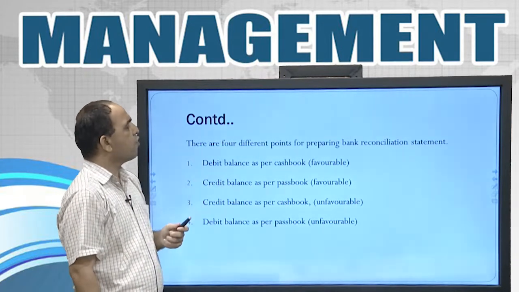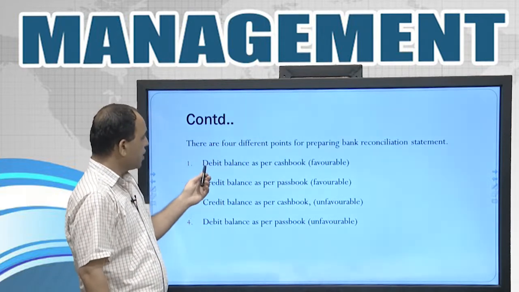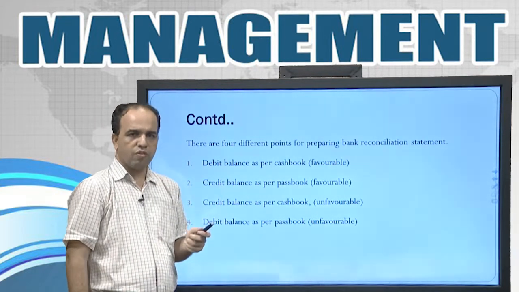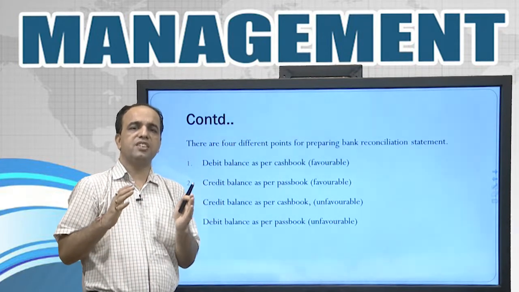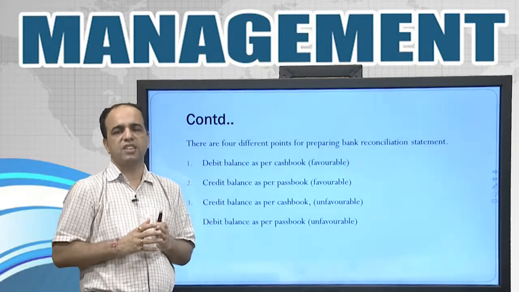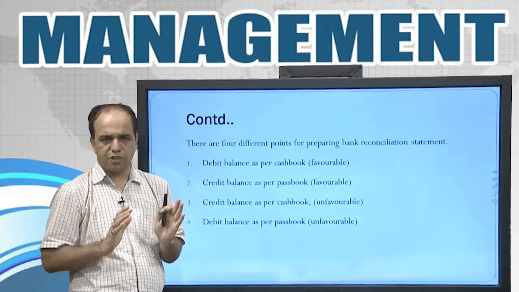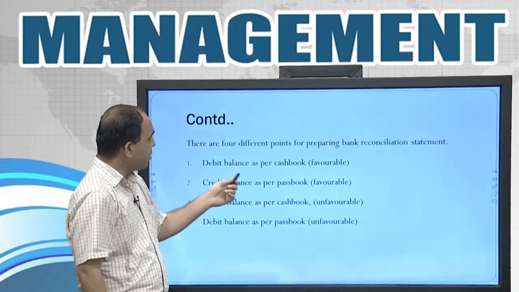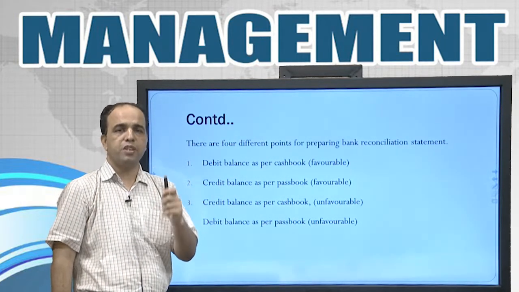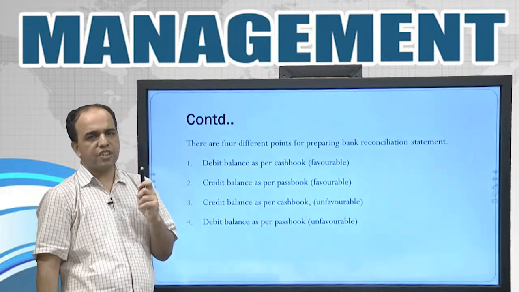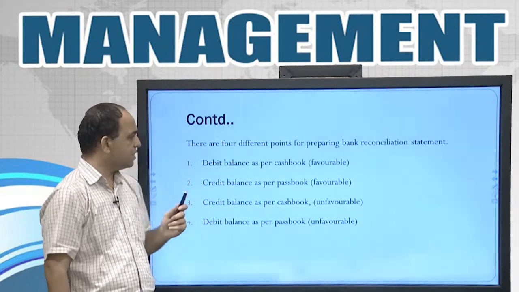There are 4 different points for preparing a bank reconciliation statement. Debit balance as per cash book is called favorable. See friends, these are the 4 options generally we can use as a starting point. Whether it is favorable or unfavorable is not a big issue, but debit balance as per cash book means favorable. As I said, a debit balance should be written under assets, which means it is a current asset for the business.